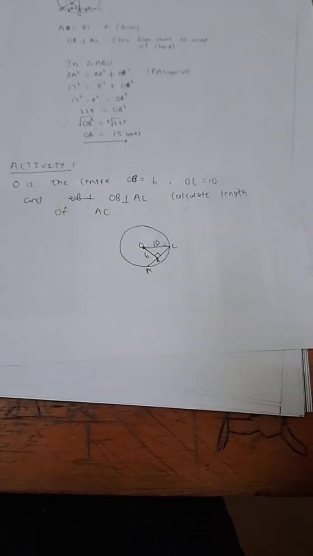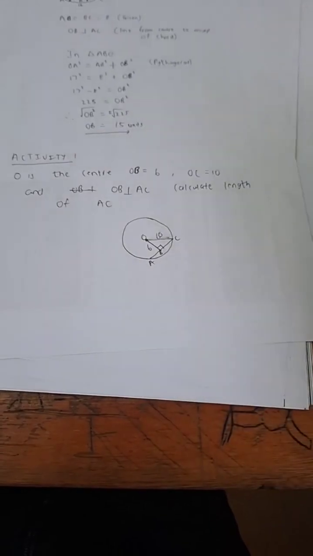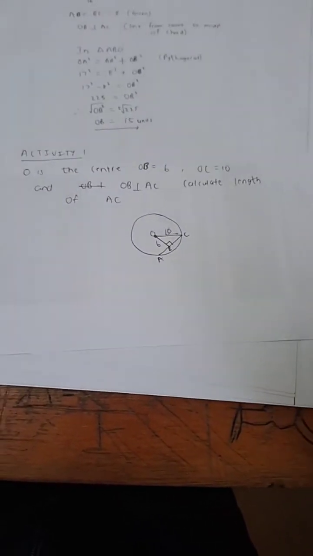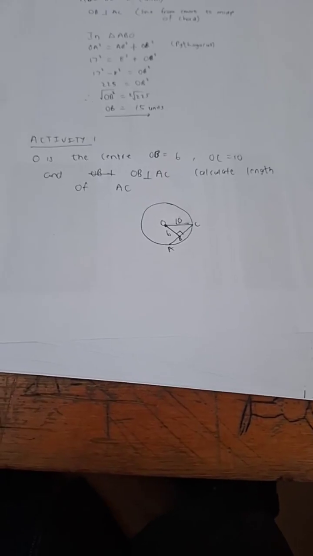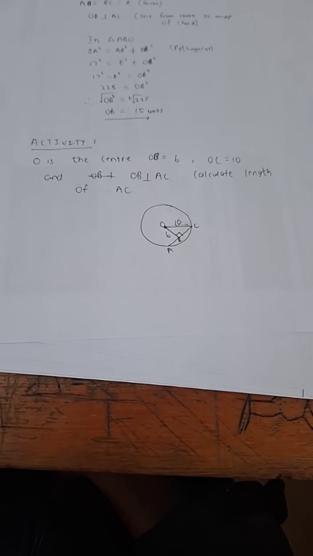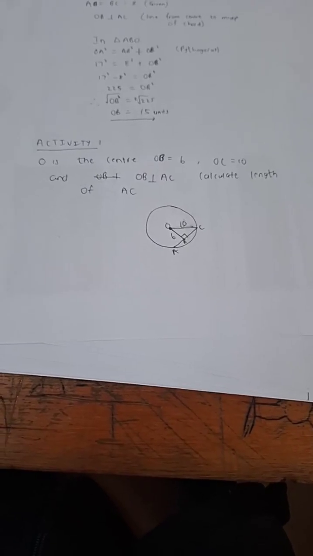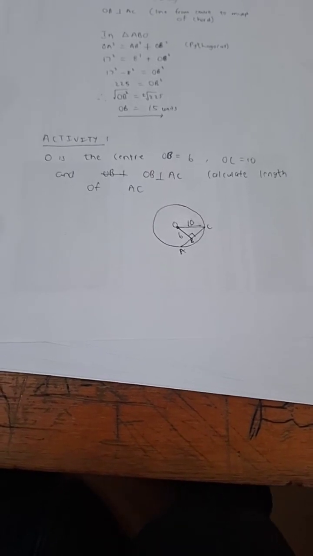I'll do it when I can see that people can confidently say to me, yes, sir, we've tried it, we've attempted it. Can you just help us out with the corrections and so forth? So let's allow people a chance. O is the center, like I said. OB is equal to 6. OC is 10. And OB is perpendicular to AC. We need to calculate the length of AC. Grade 11, proceed.